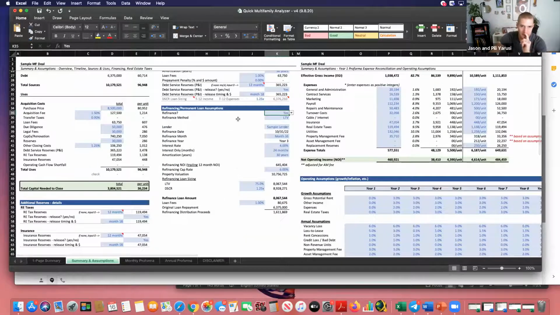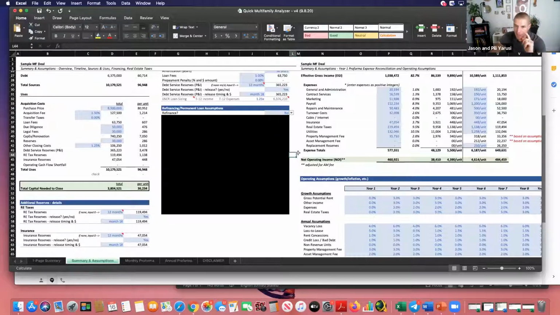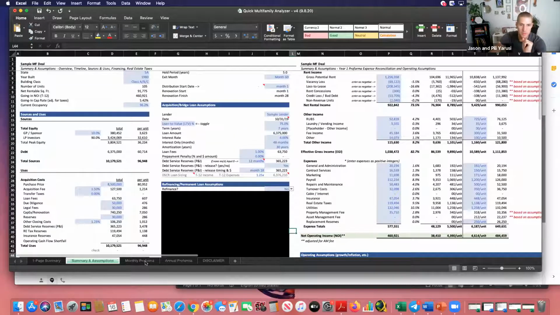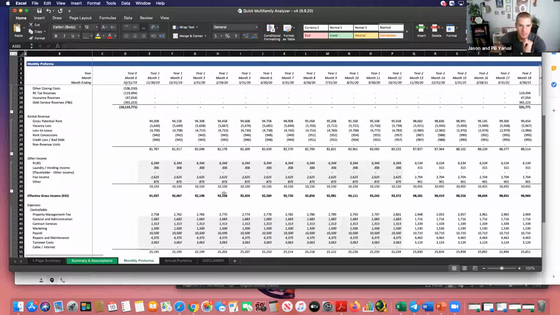So this black box gives you the opportunity to go in here and do a refi as well. So I'm going to put this in there. You'll have the full-fledged analyzer in there. This will be the quick analyzer. The full-fledged has more tabs, is more detailed out. But what this will give you is a month-to-month view of how the months look as you break out.